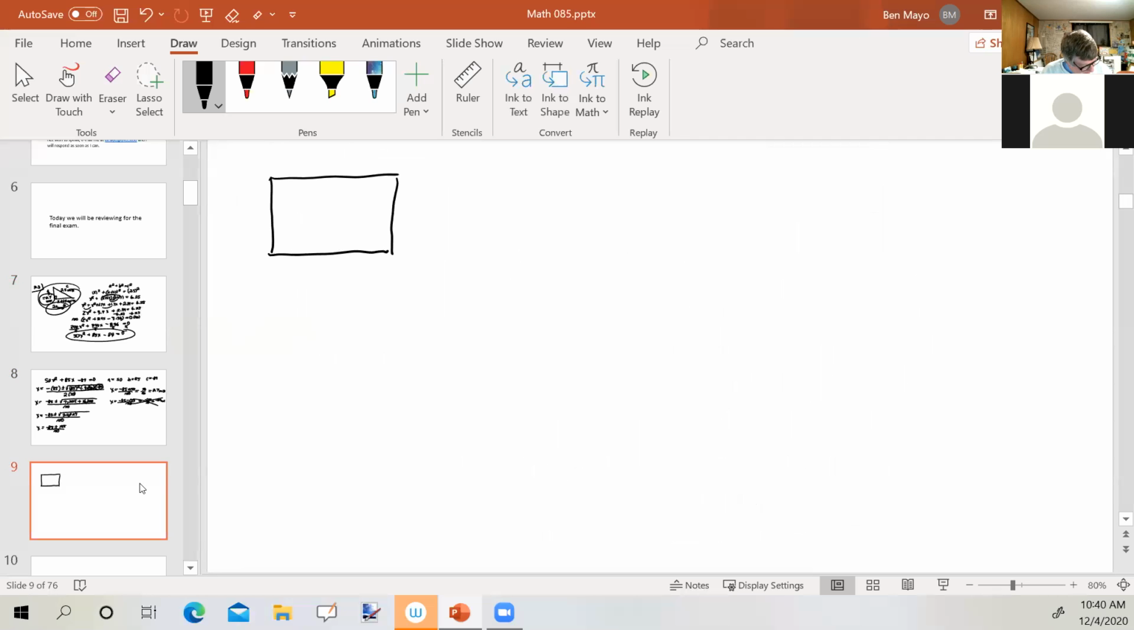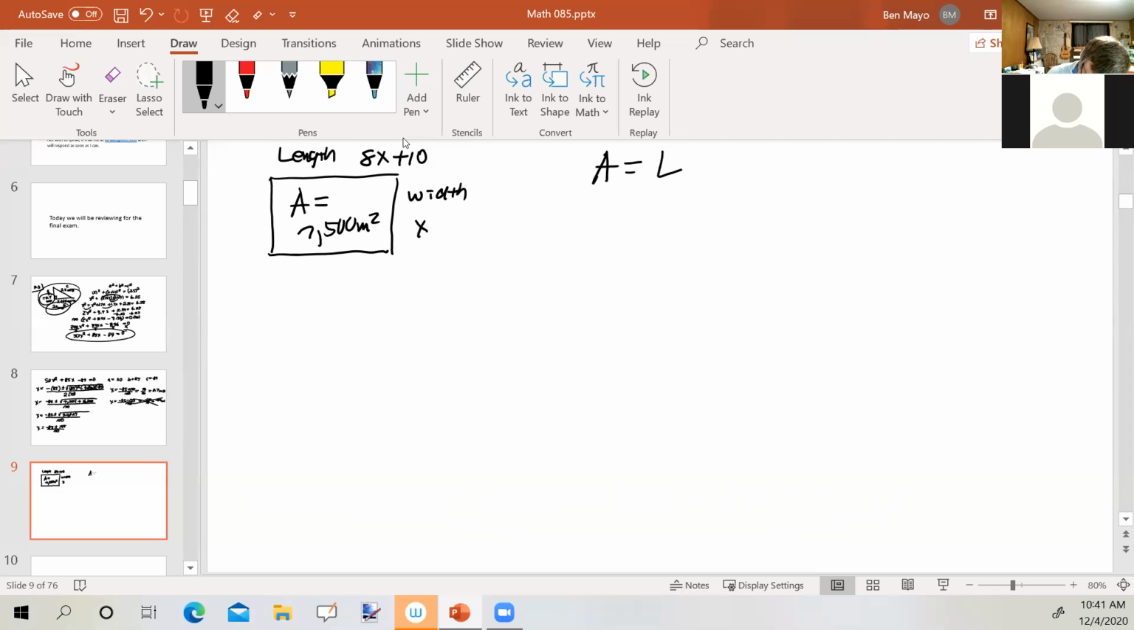If the length is 10 meters more than 8 times the width. So let's call this the length and this the width. If the width is x, the length is 10 meters more than 8 times the width, so 8x plus 10. Okay. And they tell us that the area is 7,500 square meters.